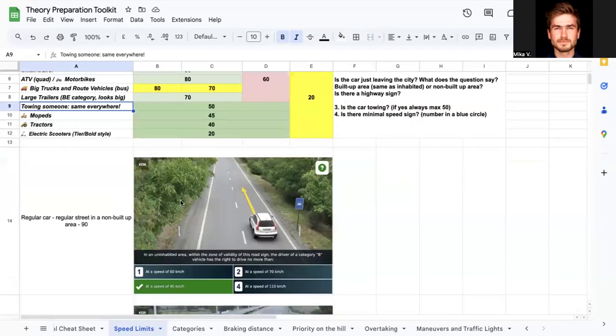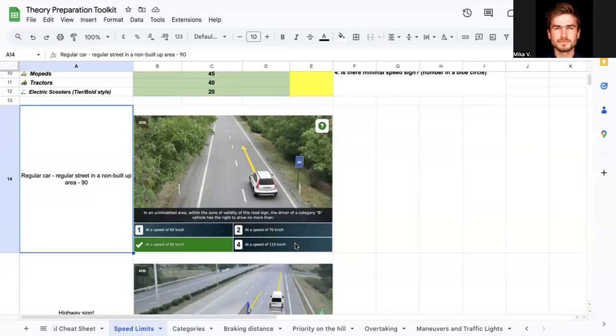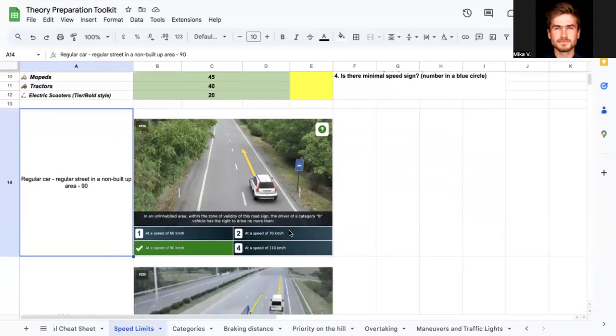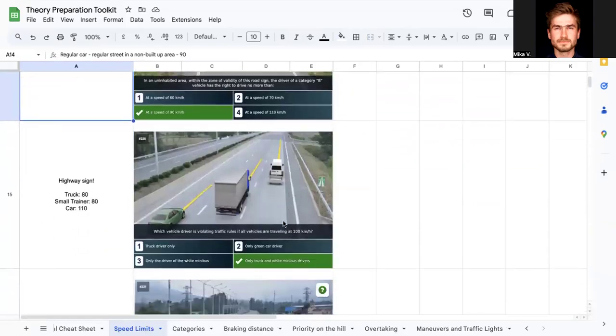Okay. Good. Let's go through the questions so that you get a feel of it, and how I would logically think when I'm checking those questions. So regular car, regular street is not a highway, 90 kilometers, right? 60 would be in the city, 110 would be on the highway, 70 would be with a big trailer. Then we have here 3 vehicles and they're all going 100 kilometers, but there is no 100-kilometer rule. The only situation in which someone can go over 100 legally based on the rules is a regular car on a highway. But here we have a truck and a minibus with a trailer.